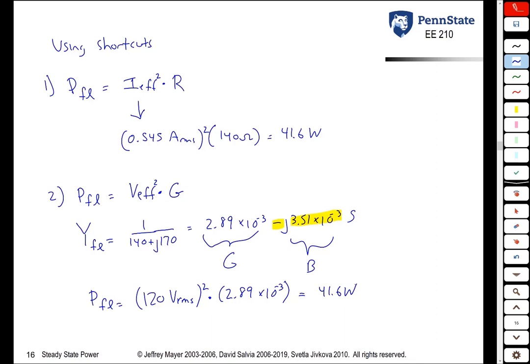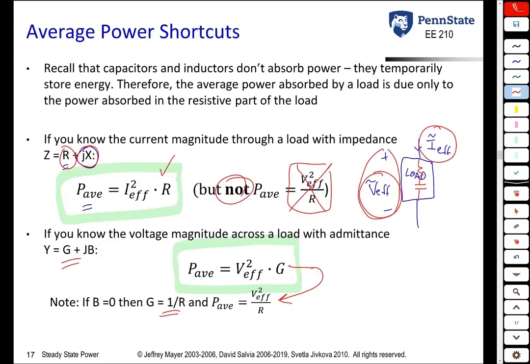But what's important is what you cannot say: V squared divided by the resistance. That does not work. Why? Because as we said here, this 120 volts is not the voltage across just the real part of that load, it's the voltage across the entire load.